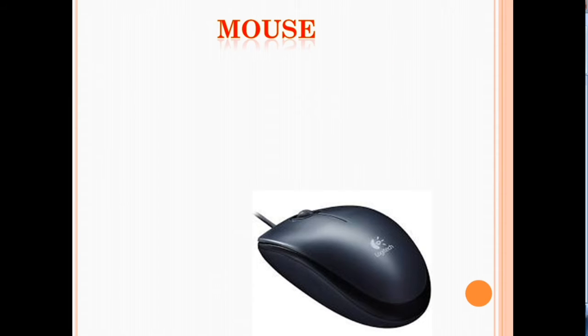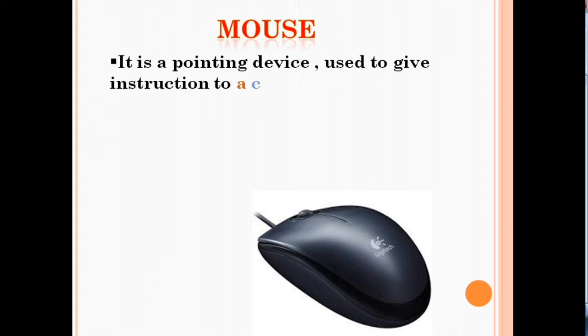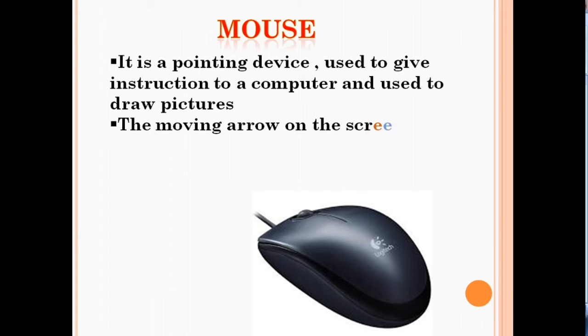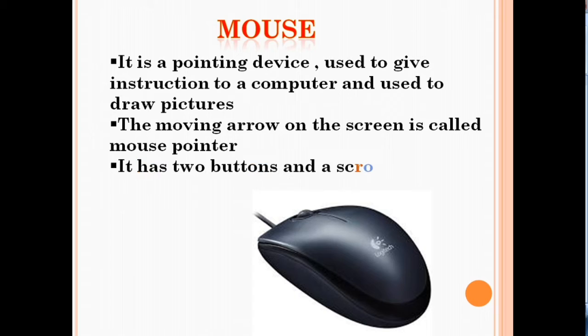The next input device is mouse. It is a pointing device used to give instructions to a computer and used to draw pictures. The moving arrow on the screen is called mouse pointer. It has two buttons and a scrolling wheel.